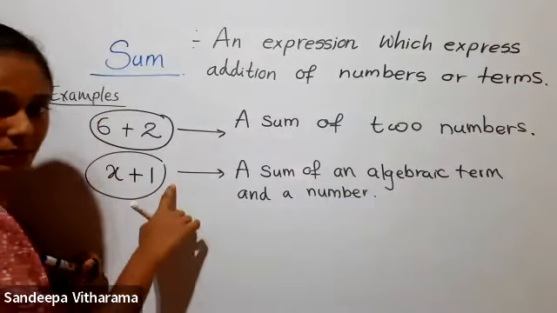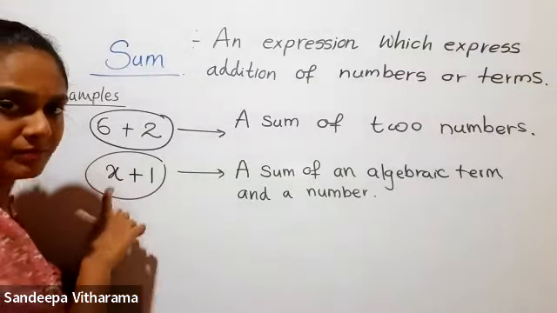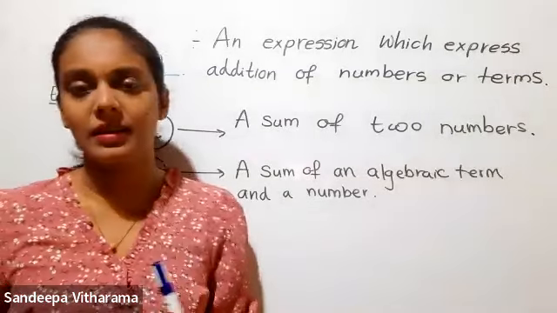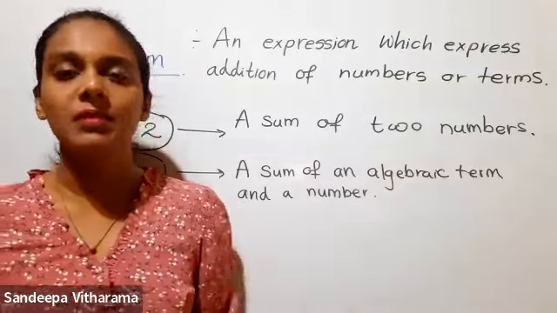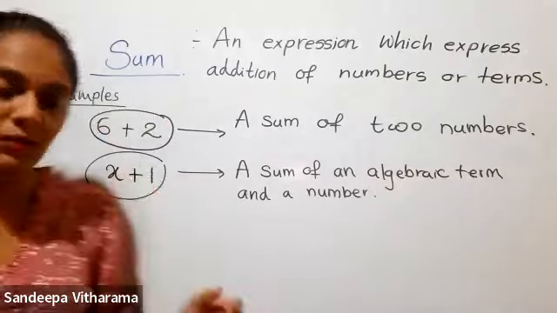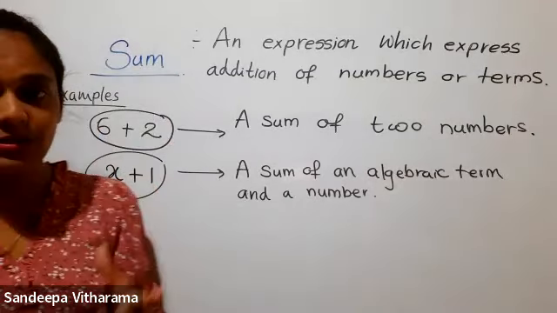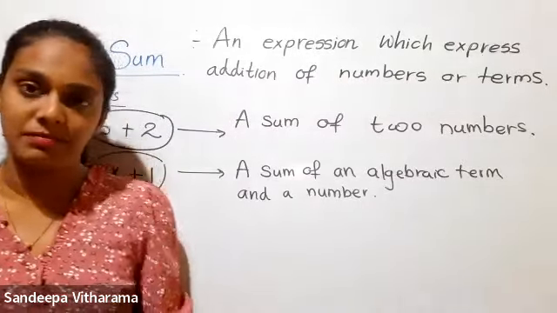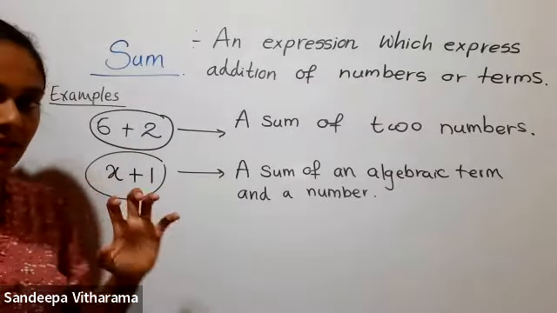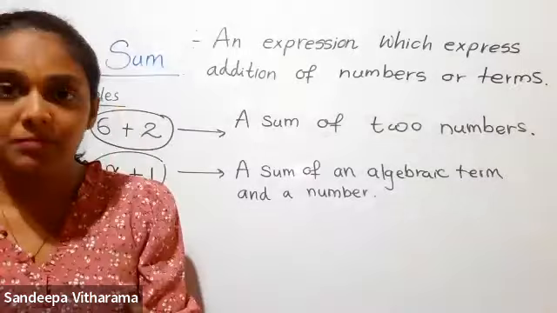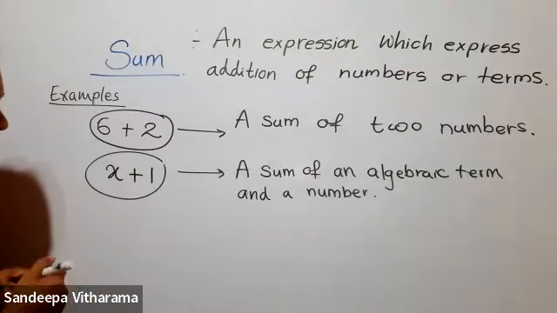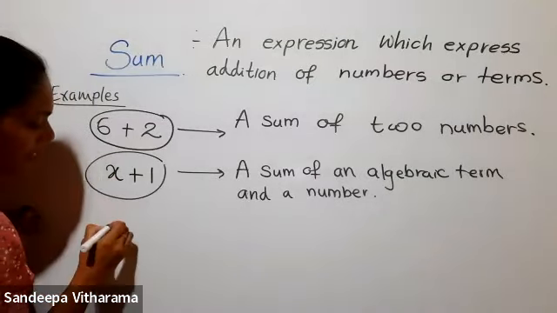This is also, I can say, a sum of two numbers. Because this x is also a particular number, an unknown term.